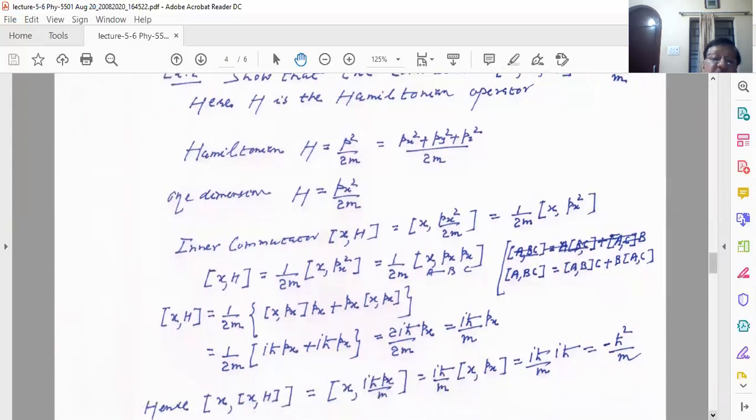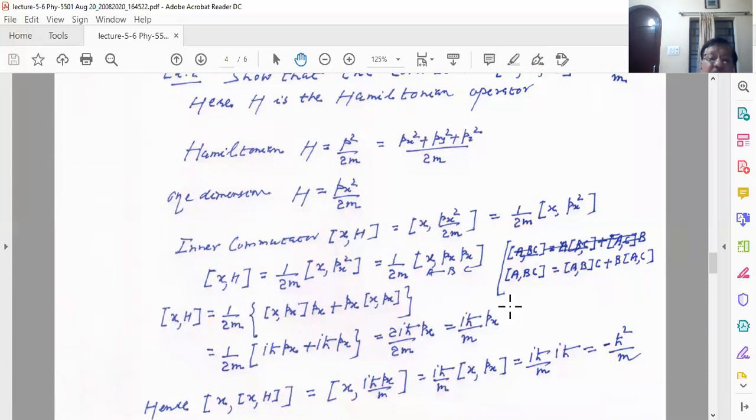Now the commutator of x, px is iħ. So it is iħ px, and again the other commutator is iħ, a number, so I can write iħ px. So it is 2 times iħ px, multiplied by 1 upon 2m, where m is the mass of the particle. So it is iħ upon m into px. This is the inner commutator.